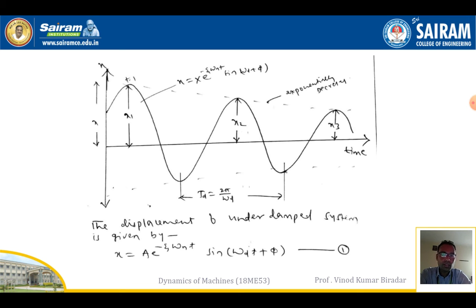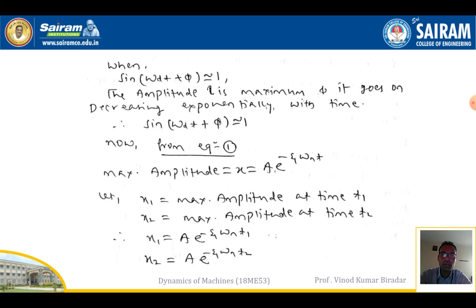To solve the derivation of logarithmic decrement, let me take the displacement of an underdamped system, given by x is equal to A into e to the power of minus zeta omega n t into sine of omega d t plus phi. Call this equation number 1. When sine of omega d t plus phi is equal to 1, the amplitude is maximum.